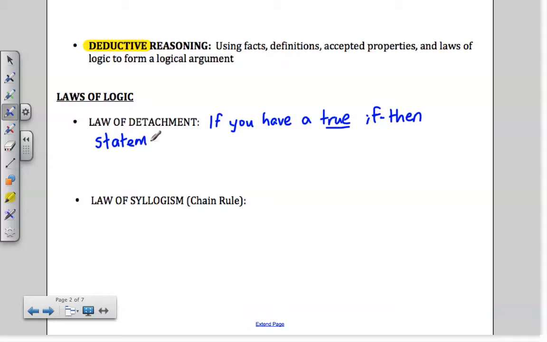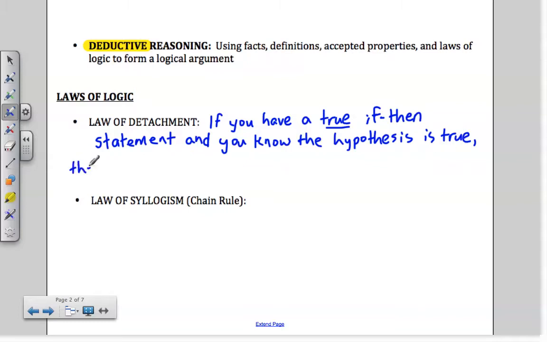And you know that the hypothesis is true. If you have a true if-then statement and you know the hypothesis is true, remember that the hypothesis is the portion of the if-then statement right after if. So in this case, you have a true if-then statement and you know the hypothesis is true, then you must know the conclusion is true as well.